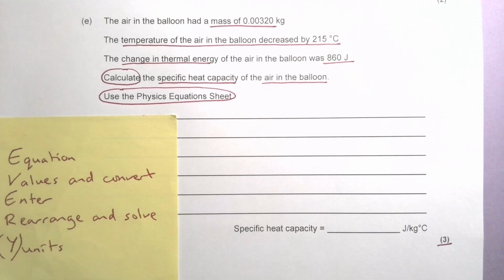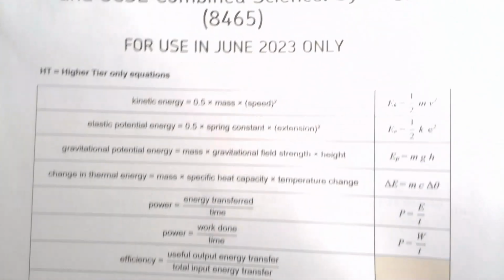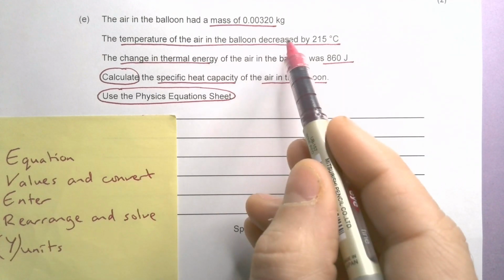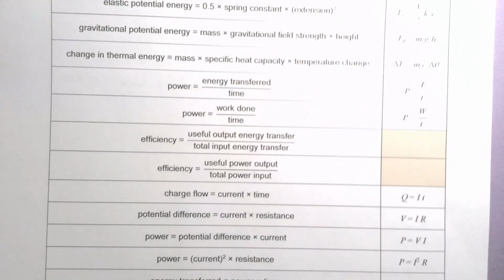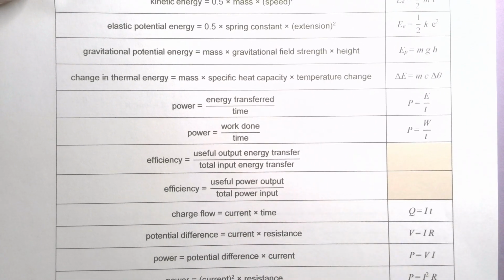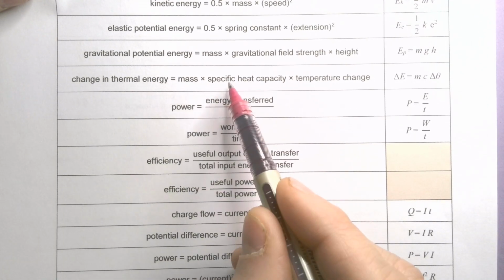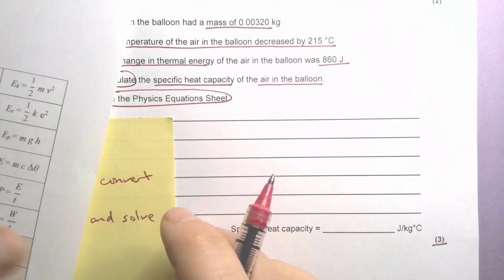So it tells me to use the physics equation sheet. So I'm going to look here and I'm going to look for these words: temperature of the air, also temperature change, change in thermal energy, specific heat capacity. So I know I've got to find an equation that has specific heat capacity mentioned in it. I'm looking on the first page. There we go, specific heat capacity, change in thermal energy, mass, specific heat capacity, temperature change. Brilliant. So I've got that equation, so I'm just going to write that out.